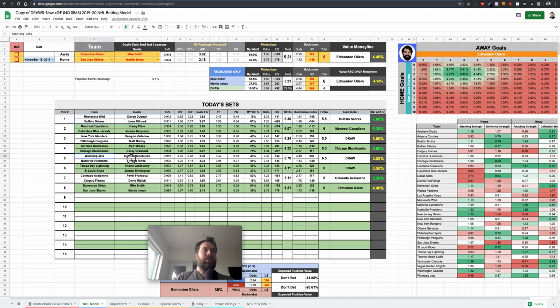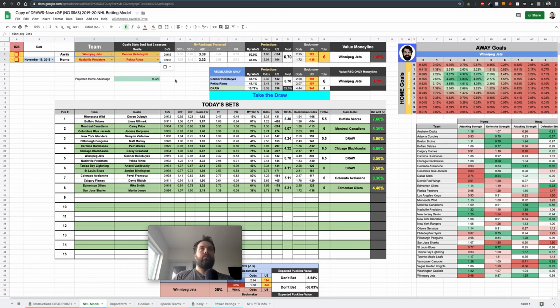If we just go up here and add these guys in, and this might be slow because I'm recording the video, as you guys know, you can see it's telling me to take the draw. That's because the most likely score, if we go over to the distribution, you can see 4.83%. The most likely score is 3-3. And you can see the win percentage in regulation.